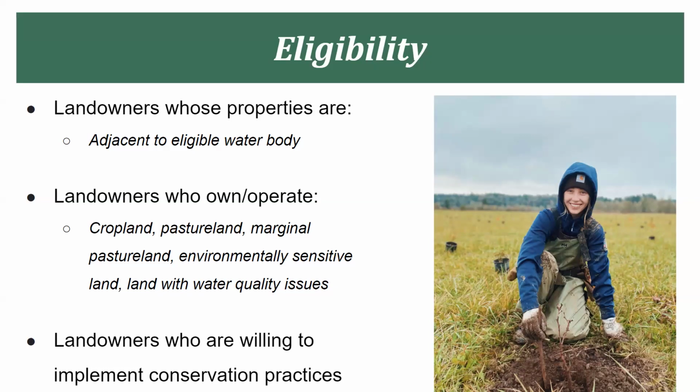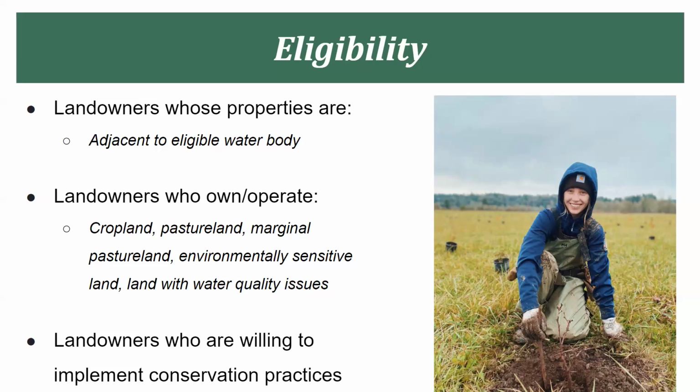Okay, so for eligibility, landowners whose properties contain or are adjacent to an eligible water body, which are rivers and streams and their tributaries with documented salmon presence for the CREP program, or just anyone that has a water body that is willing to put a buffer on it is eligible. Landowners who own or operate cropland, pasture land, or land with marginal pasture, environmentally sensitive lands, and land that is contributing to water quality issues can all enroll.